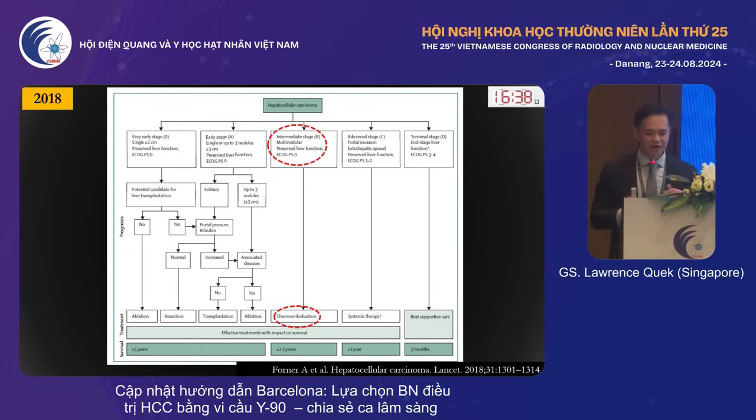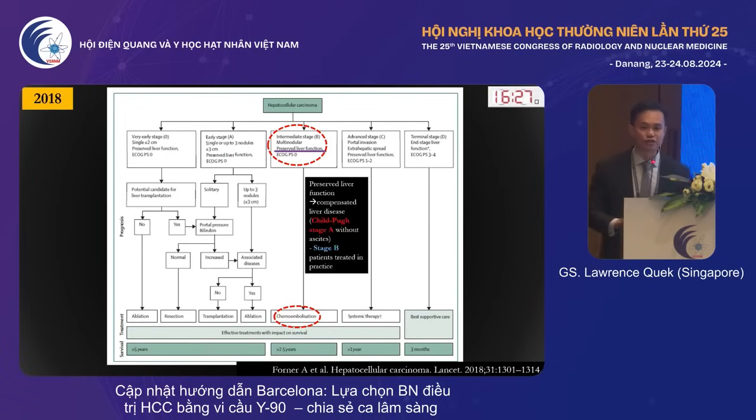Okay, and chemoembolization still remains in the intermediate stage B in these patients with good performance score. However, there's a caveat: you must have good preserved liver function. Okay, so what is preserved good liver function is compensated liver disease, which is Child-Pugh A without ascites. All right, but in clinical practice, we do have patients in stage B, Child-Pugh B, that are not really A, but we treat them with chemoembolization anyway because in the absence of getting systemic therapy, they have no therapy given for them.